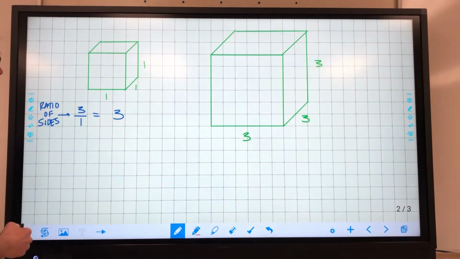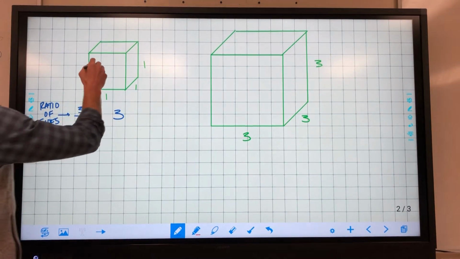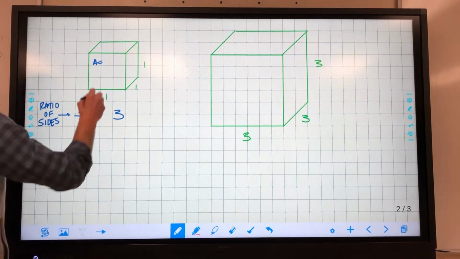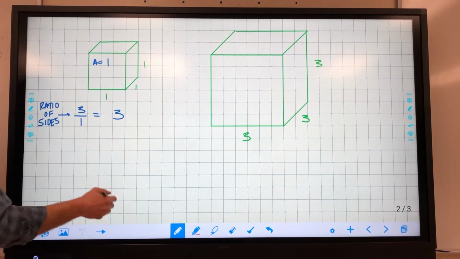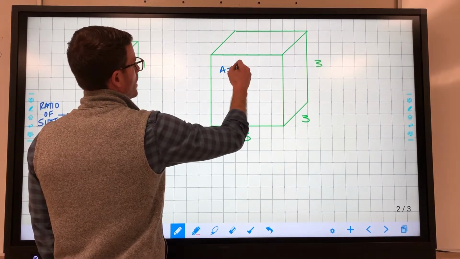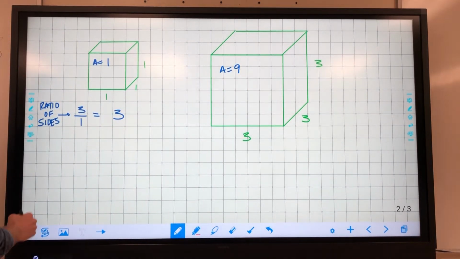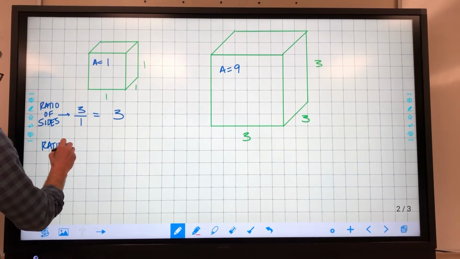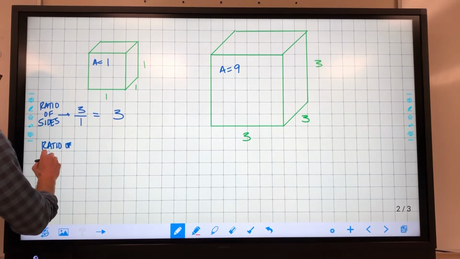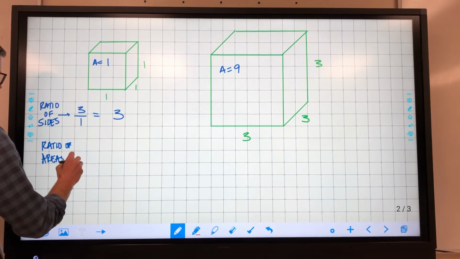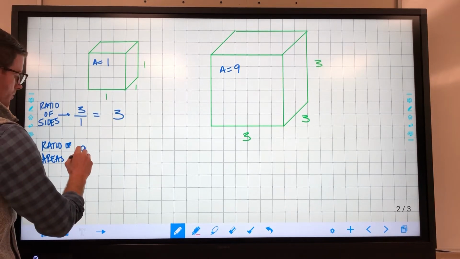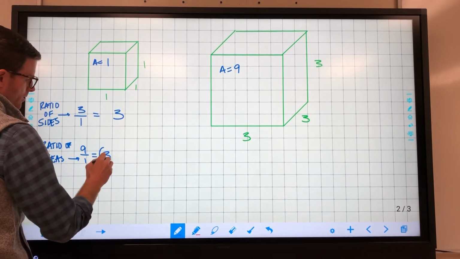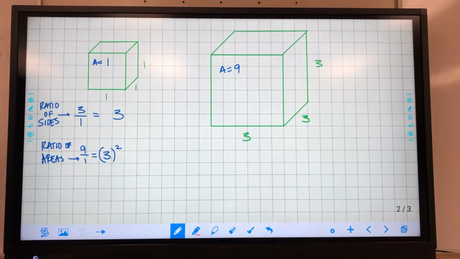Okay, let's take a look at our ratio of areas. Well, the area here, right, if I'm just looking at the front face, right, is 1 times 1. The area here is 9, okay? So my ratio of areas is equal to 9, we're going big to small, 9 to 1, which is equal to my scale factor squared.